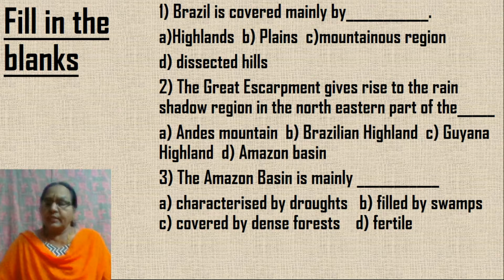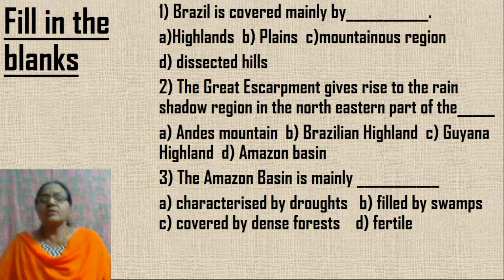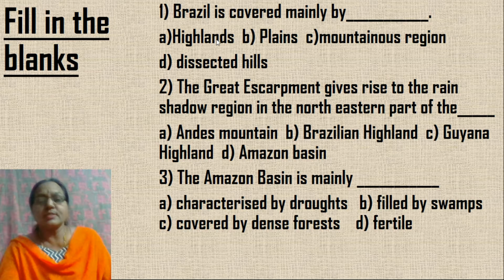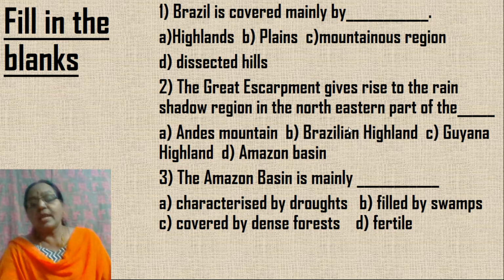The first one: Brazil is covered mainly by, we have four options here. You're going to choose the correct answer. Brazil is covered mainly by highlands, plains, mountainous region, or dissected hills. So the correct answer is highlands. The second one: the Great Escarpment gives rise to the rain shadow region in the northeastern part of the Andes Mountain, the Brazilian highland, the Guyana highland, or the Amazon basin. So, where is the rain shadow region? It's in the northeastern part of the Brazilian highland. So, your answer is Brazilian highland.